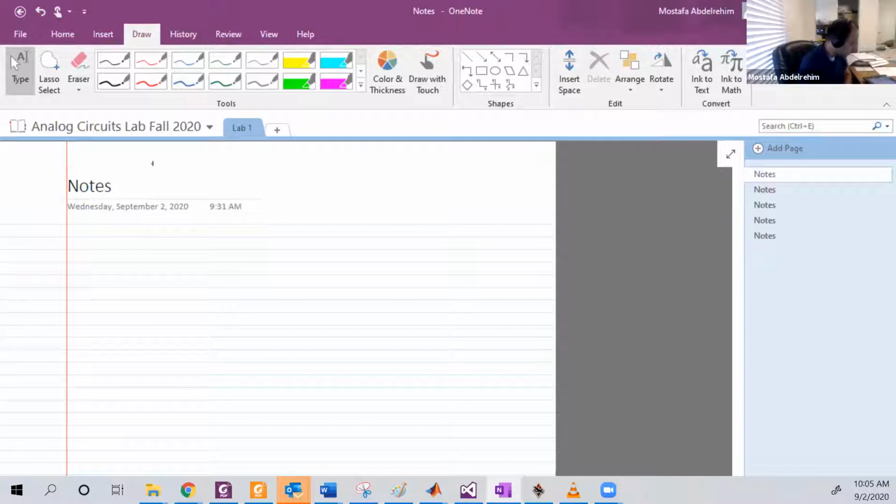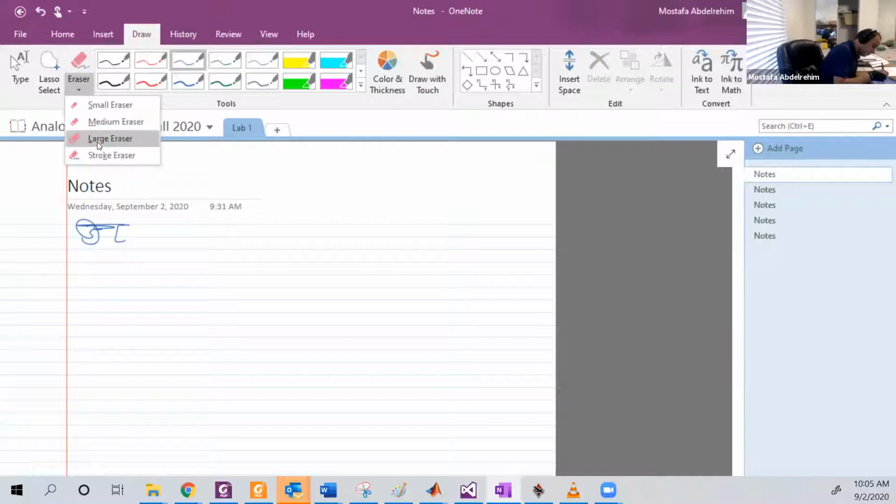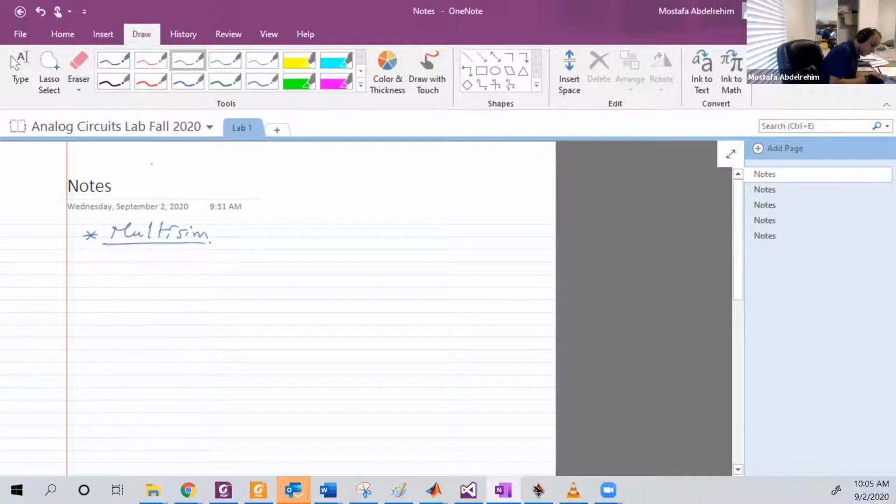Okay, so we have 3 experiments today, okay, 3 experiments. So we're gonna use Multisim. The main objective is to verify Ohm's law, which is very basic, that V and I change like this.